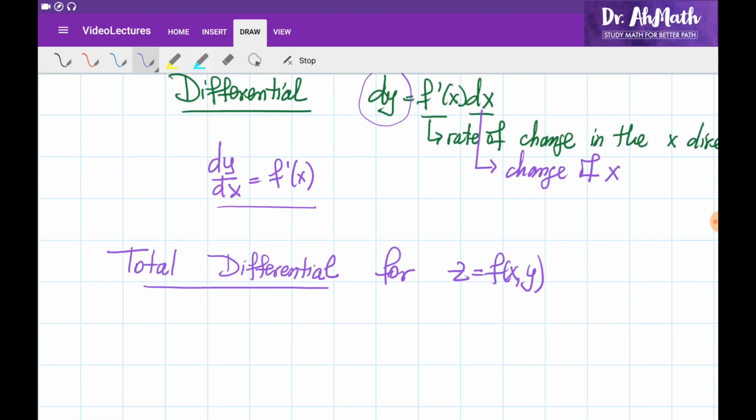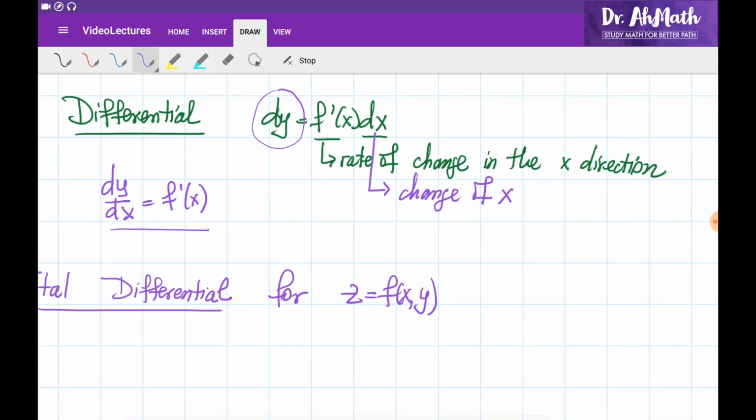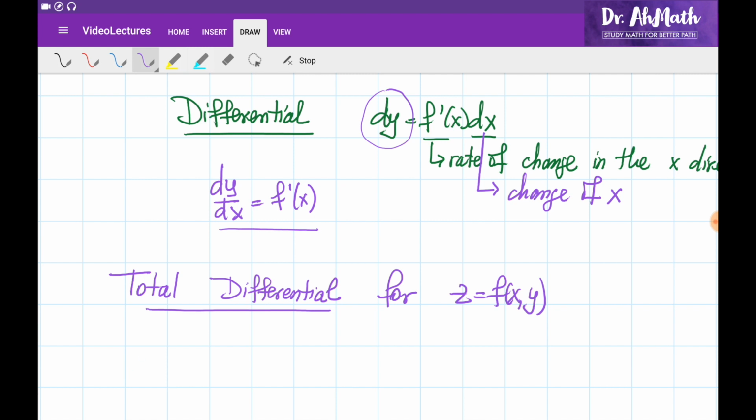So now let's talk about the total differential for two-dimensional functions, multivariable functions. Analogously to what we did before, I would like to obtain the total differential. The differential for y was equal to the rate of change of the function in the x direction multiplied by the change in the x direction, right? So if I write down the differential for z, I would need to write the rate of change of the function f in the x direction multiplied by the change in the x direction, right?